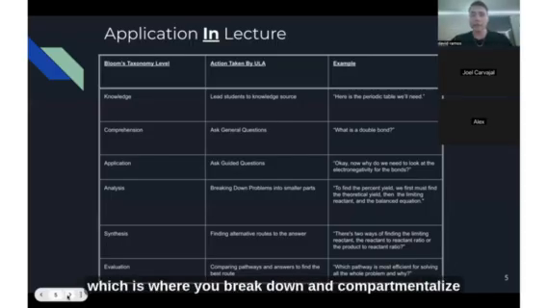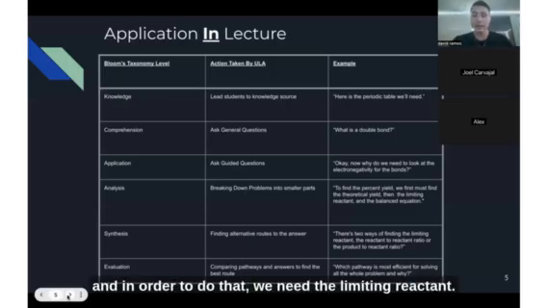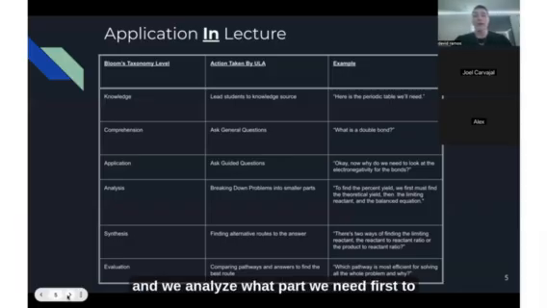Then we move on to analysis, which is where you break down and compartmentalize different aspects of different problems. For example, if we need to find the percent yield, we have to find the theoretical yield. And in order to do that, we need the limiting reactant. In order to do that, we need to balance the equation. So we break down these problems and we analyze what part we need first to get the second part to get to the answer eventually.